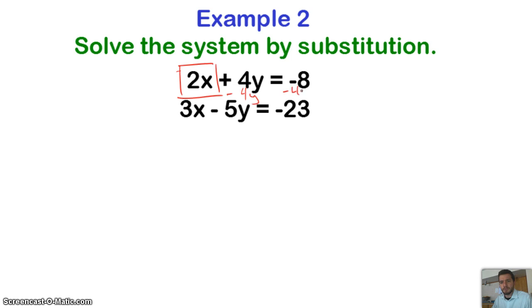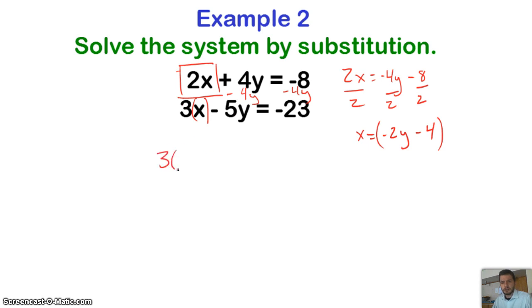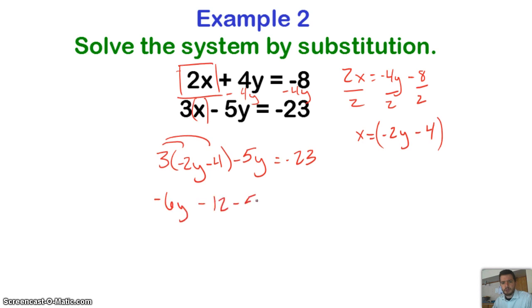So subtract 4y. It'll be 2x equals negative 4y minus 8, divide by 2, x equals negative 2y minus 4. So again, here is what I'm going to take, and I'm going to plug in for my x this time, because again, it's x that equals that. So I'll do 3 times negative 2y minus 4, minus 5y equals negative 23. And then now we just need to solve for y. So distribute: negative 6y minus 12 minus 5y equals negative 23.